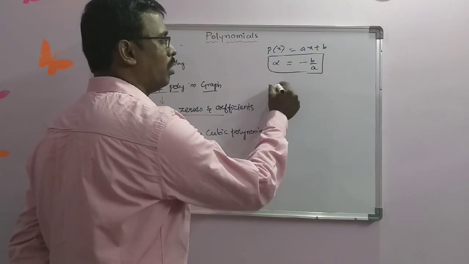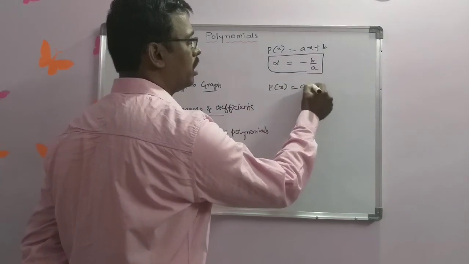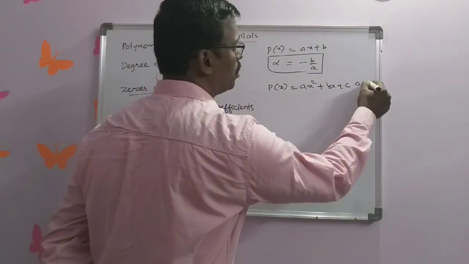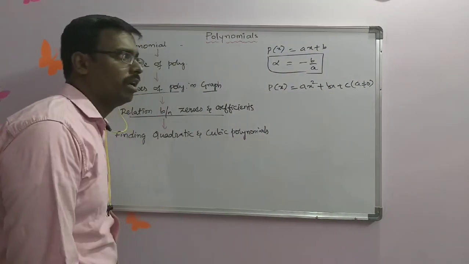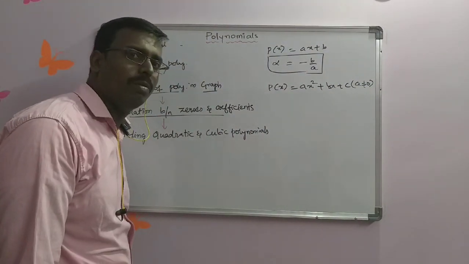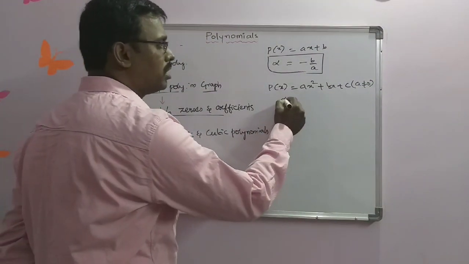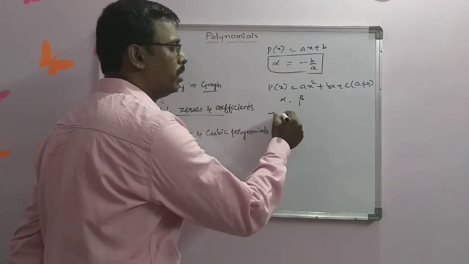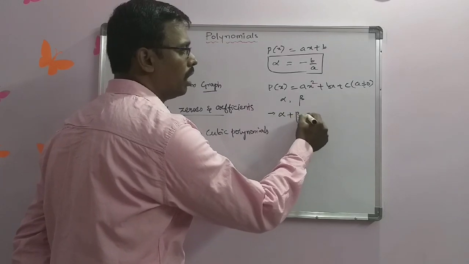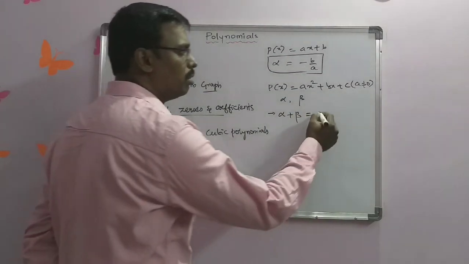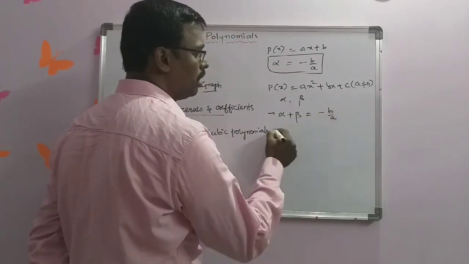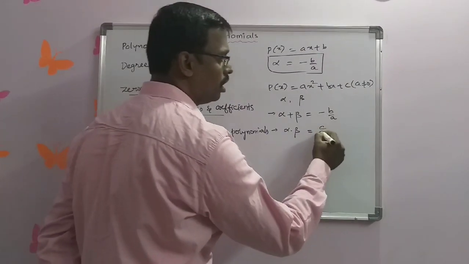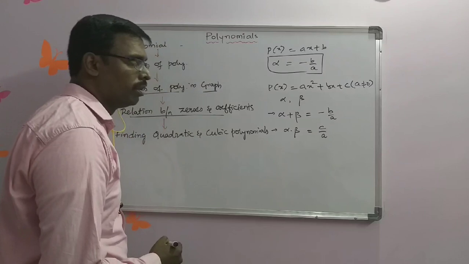Then quadratic polynomial, p of x equal to ax square plus bx plus c, where a is not equal to 0. For a quadratic polynomial there will be two zeros, so I will take them as alpha, beta. Then the relations will be: sum of zeros, alpha plus beta, is minus b by a, and alpha into beta, the product of the zeros, is equal to c by a, right?